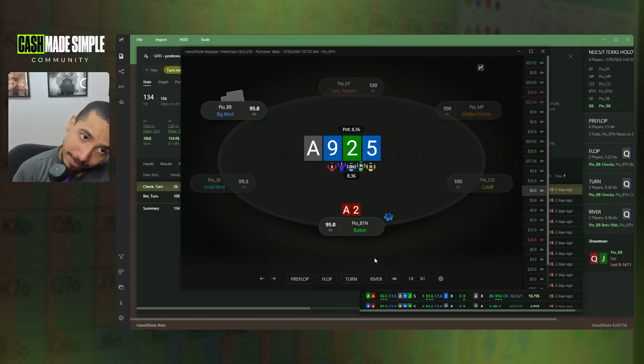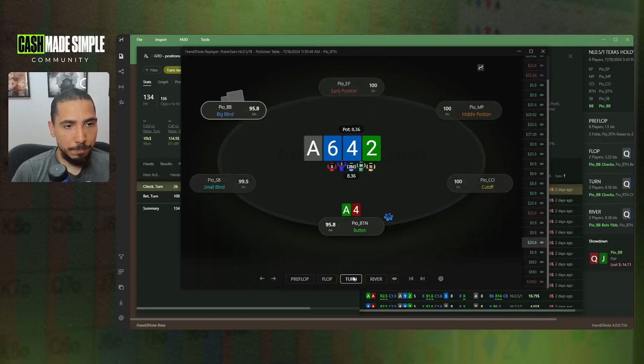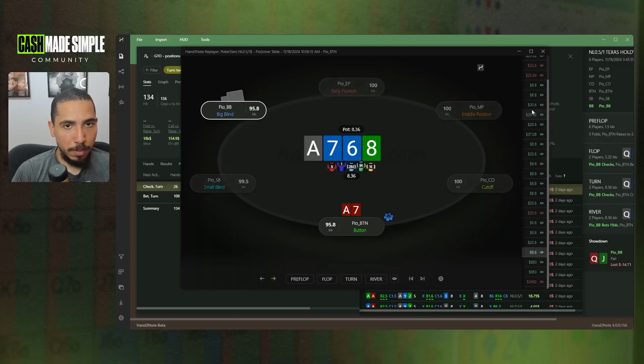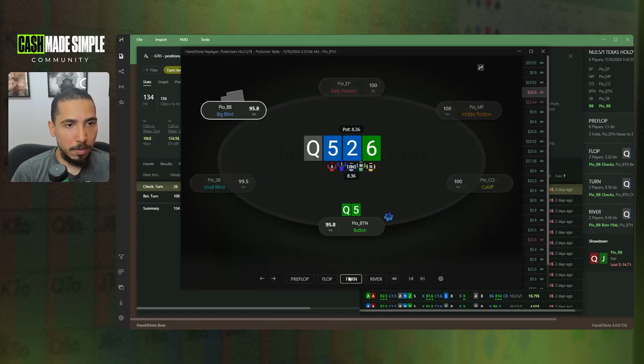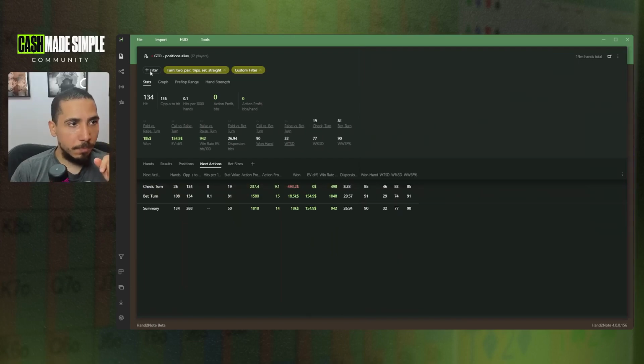Ace deuce on ace 9 deuce 5. You're going to have to slow play sometimes. A7, this one with a lot of offsuit two pairs. This one, same thing, a lot of two pairs available. A7 here, ace 9 7 5. Top set here with the blockers. Queen 5, look at that one. Queen 5 on queen 5 deuce 6. We have to check sometimes, right? So about 20% checking with our two pair plus.